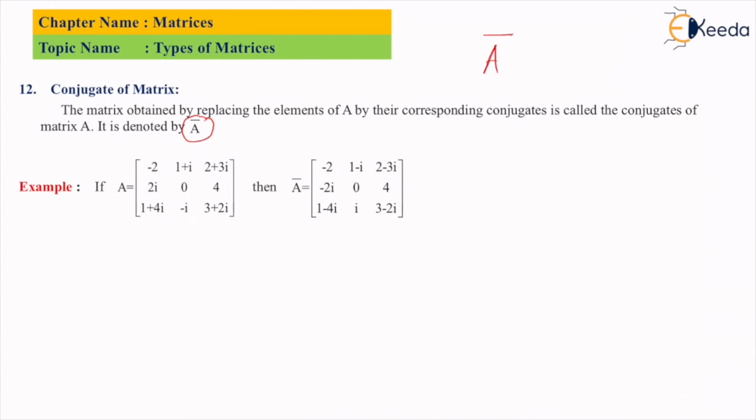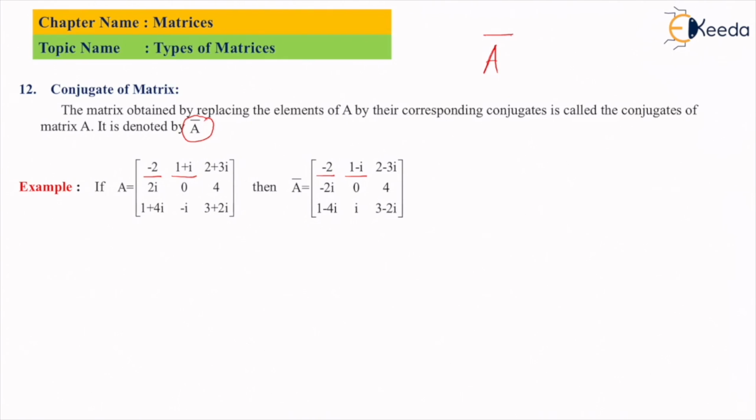Now if you observe the matrix A bar, or the conjugate of the given matrix, then see the element -2 is the same as -2, but element 1 plus i has changed to 1 minus i. So we got the conjugate of 1 plus i. Now we have learned this in complex numbers. So this is also called the complex conjugate.